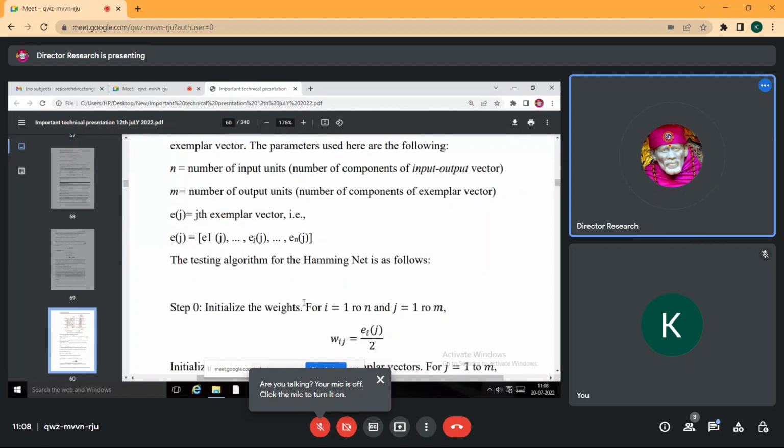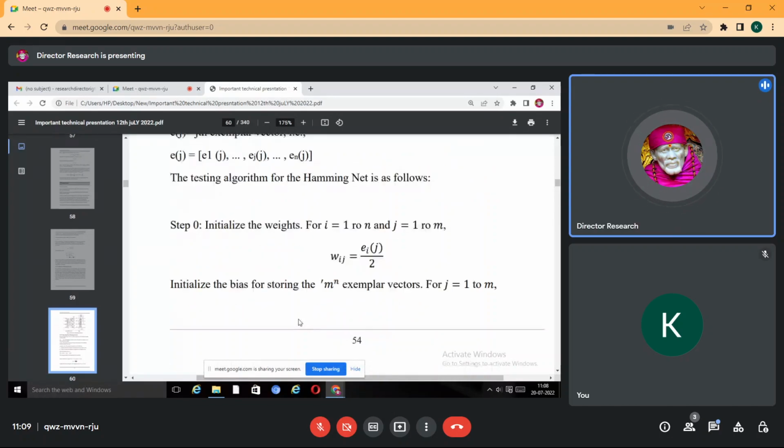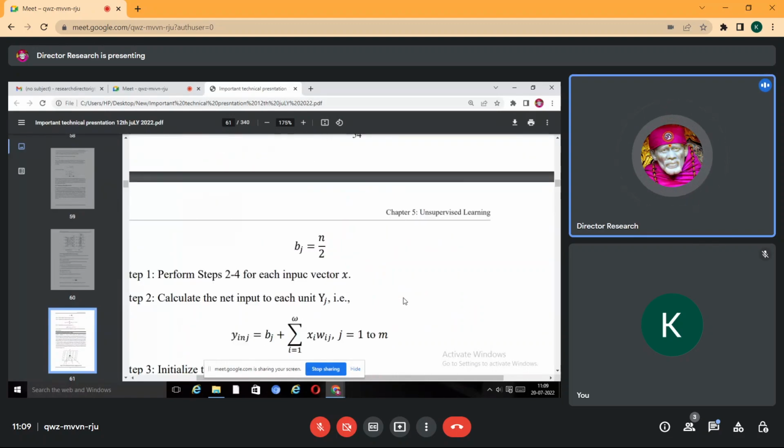The testing algorithm of the Hamming net: Step 0, for i equal to 1 to n, j equal to 1 to m, you can test that algorithm. Step 1, perform steps 2 to 4. The input vector is x.